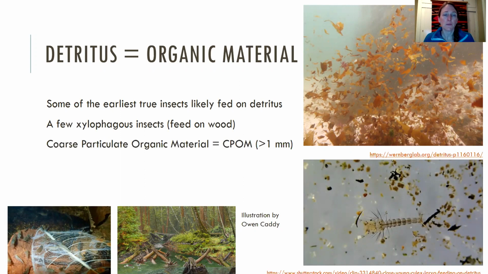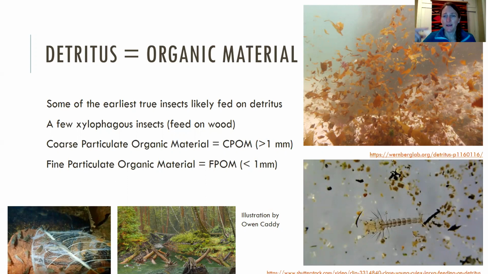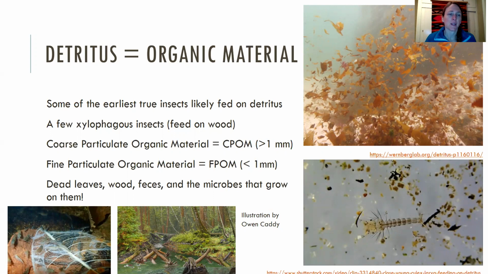We call particulate organic matter coarse particulate organic matter, or CPOM, when it's greater than 1 millimeter in size. And we call it fine particulate organic matter, or FPOM, if it's less than 1 millimeter in size. You can kind of see some CPOM at the top there and some FPOM down below with the little mosquito larvae. Dead leaves, wood, feces, and the microbes that grow on all of them make up this detrital pool for detritivores.